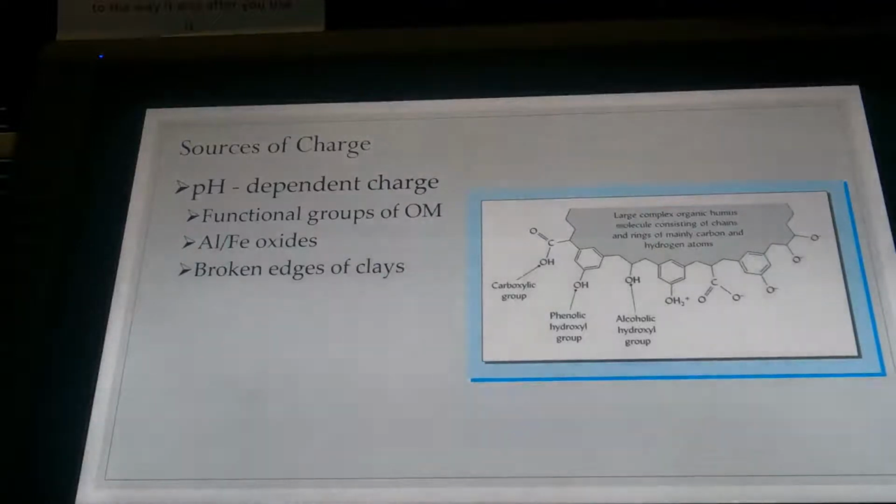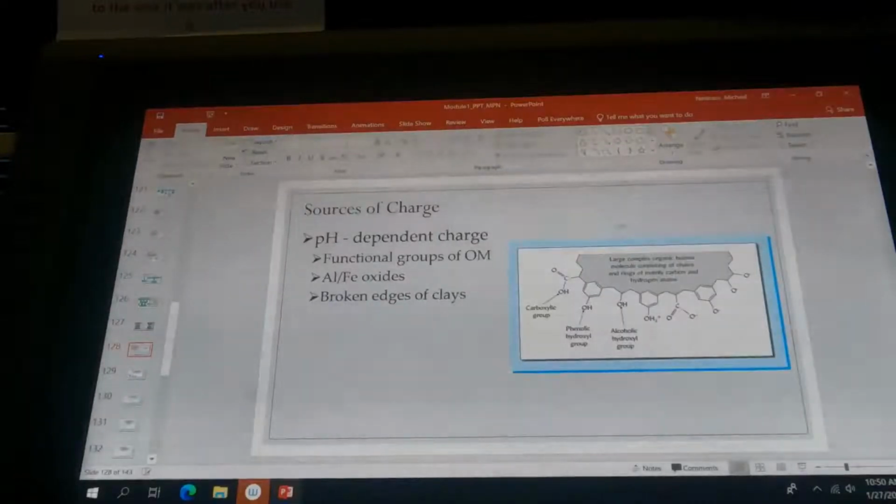Functional groups of organic matter, aluminum and iron oxides, broken edges of clay. And now the broken edges of clays is really kind of this theoretical thing where, remember I said that we're scanning electron microscopes and we're checking out for a broken edge at 1 angstrom, which is extremely small. So we typically won't deal with those. But the functional groups of organic matter and those aluminum and iron oxides, we will.